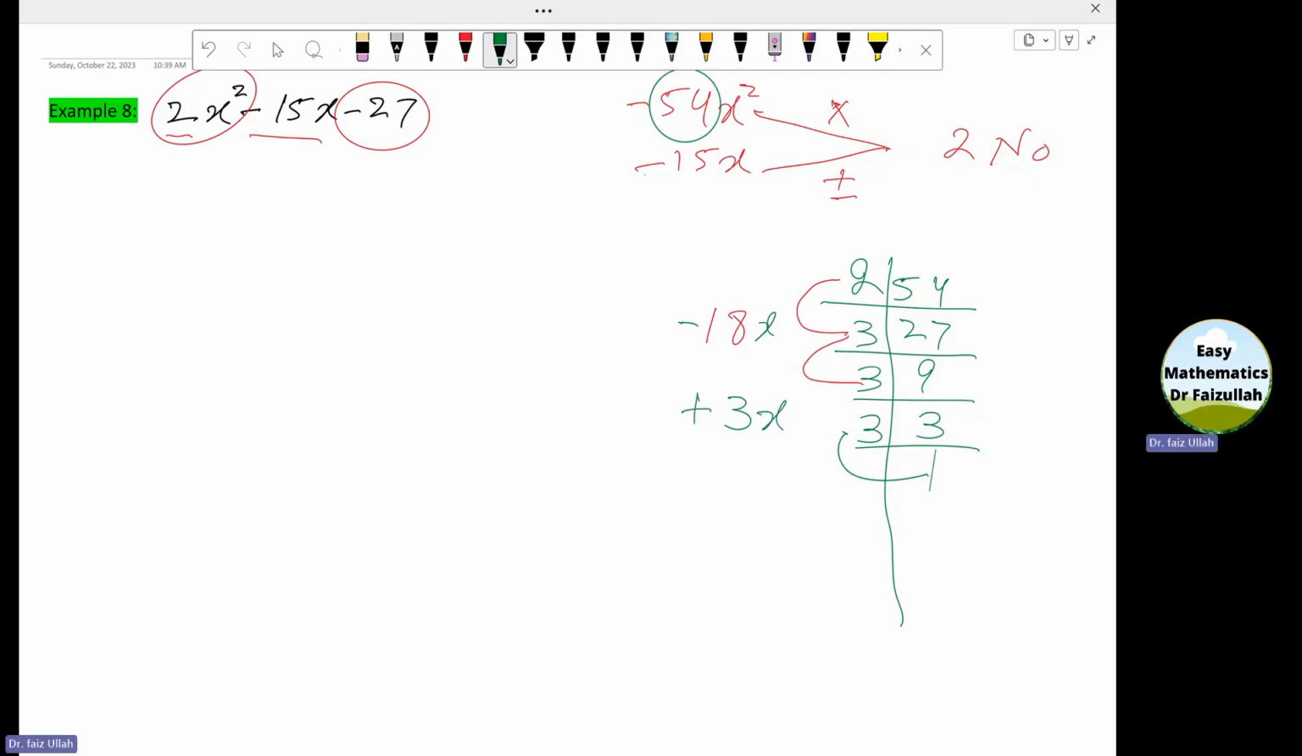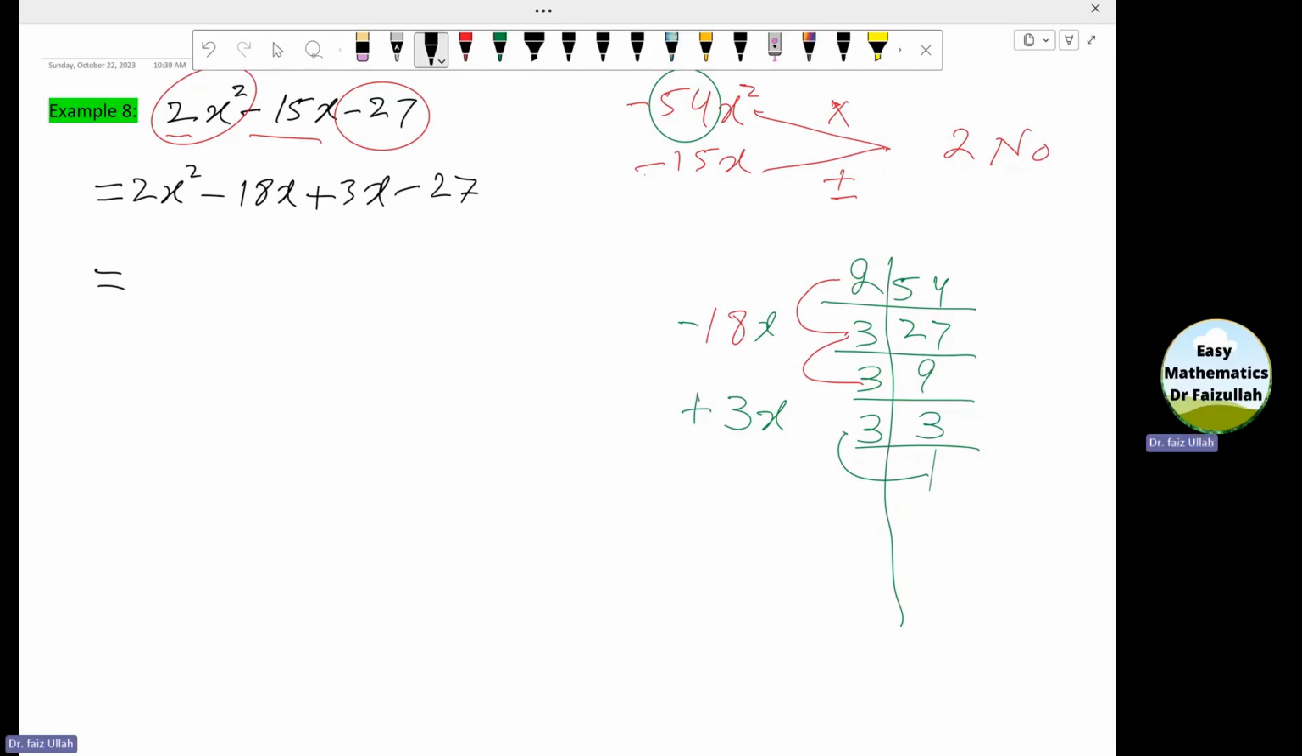Now we can factorize this expression. This expression is 2x squared minus 18x plus 3x minus 27. And we can see minus 18x plus 3x is equal to minus 15x. And if we multiply, we get minus 54x squared.